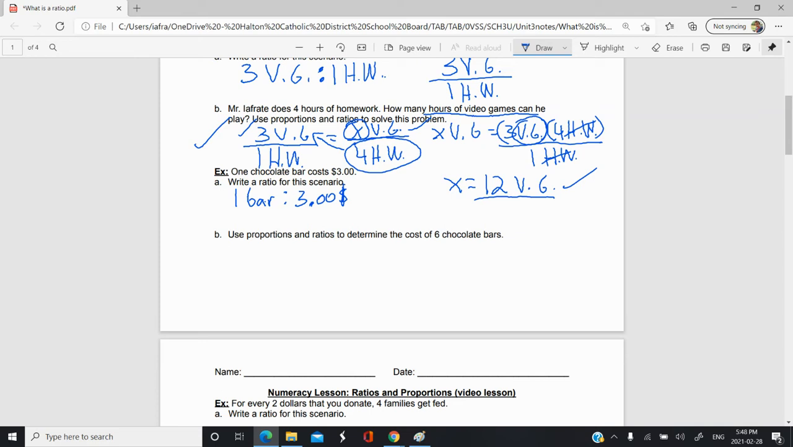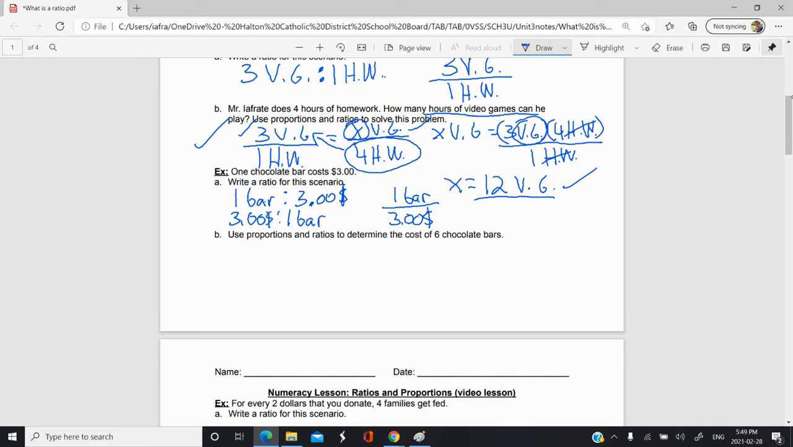You could have written it the other way around. 3 bars is $1. You could have done so for every 1 bar you get, it is $3.00. So 1 bar for every $3. Or another way to write this, and it doesn't matter which way you write it really. What really matters is how you use the ratio at the end of the day. But you could have also done, for example, $3.00 for every 1 bar.